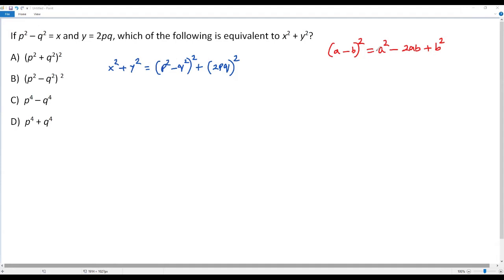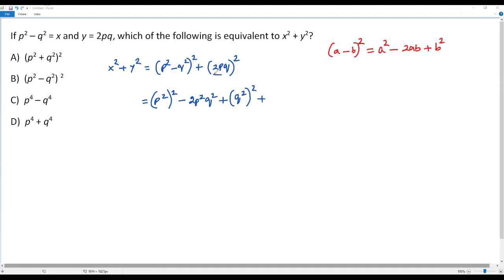Okay, let me do it. So for a, we have to plug in p square. Since we have a square over here, this one has to be squared. Negative 2 times ab. For a, we have to write p square, and for b, we have to write q square, positive b square. For b, we have q square. Since we have square for b, then it has to be squared. That is q square, the whole square.